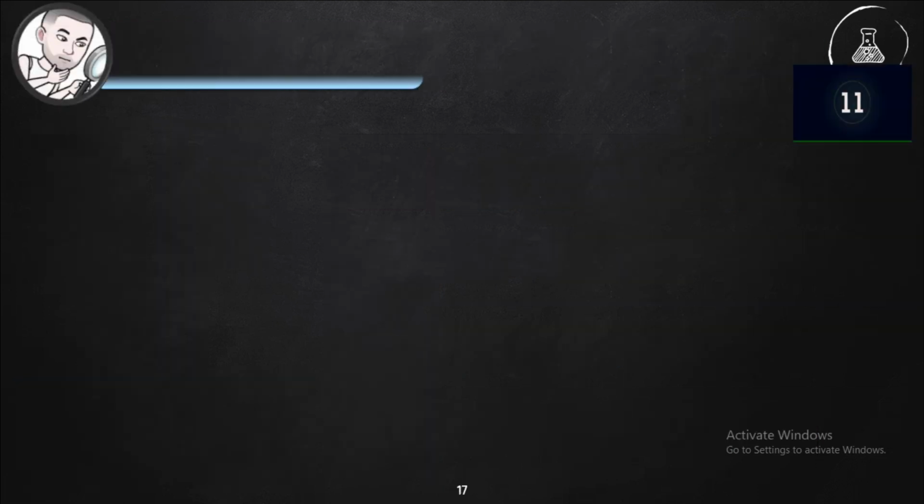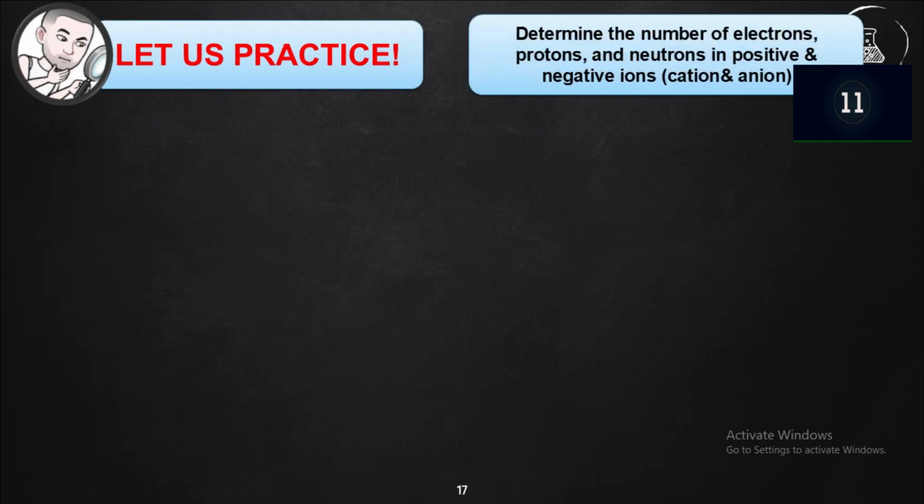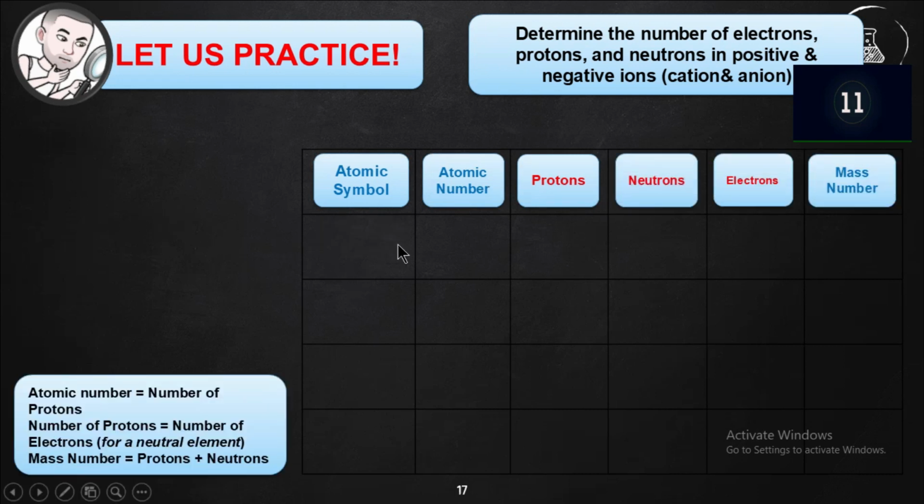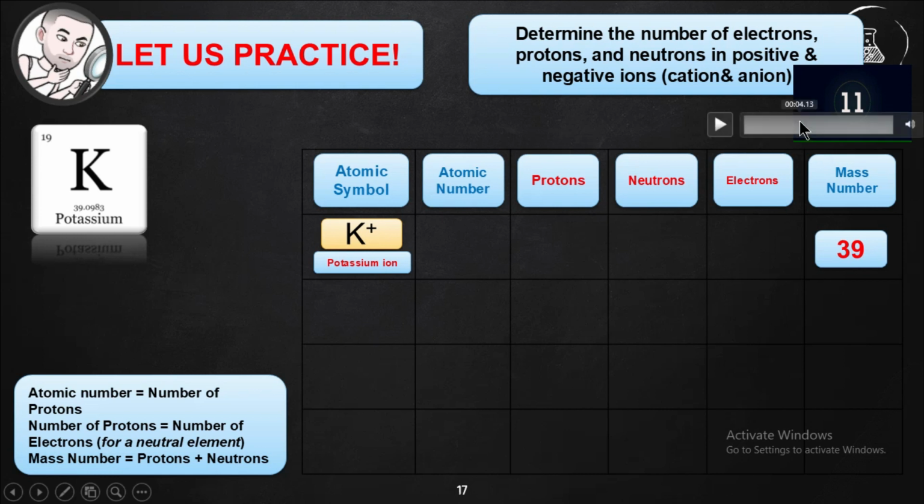Let us now practice what you have learned. So all you have to do is to determine the number of electrons, protons, and neutrons in positive and negative ions. So ipipiliin nyo itong mga table na to ng details like atomic number, protons, neutrons, electrons, and mass number. So let's start with positively charged potassium ion. So meron siyang given na mass number na 39, and then ito yung details. I'll give you 10 seconds to think about your answer.